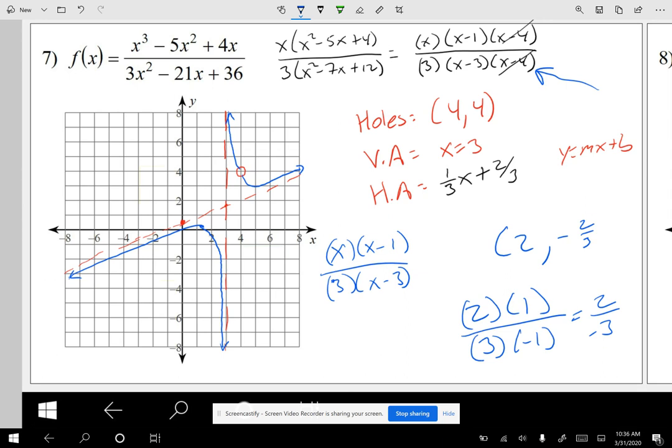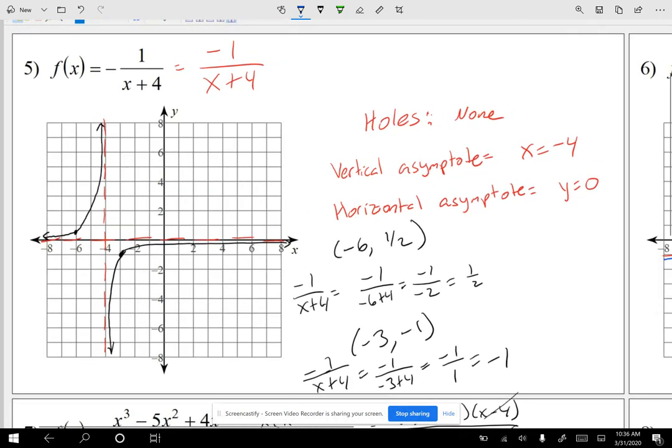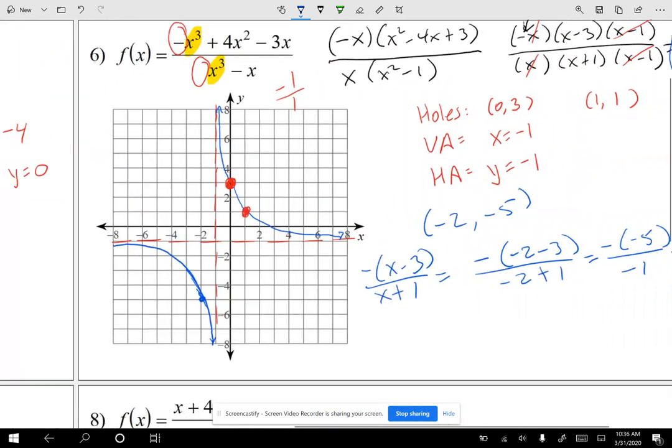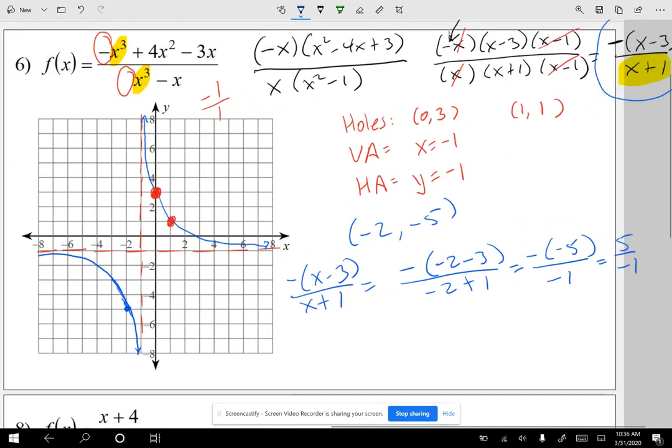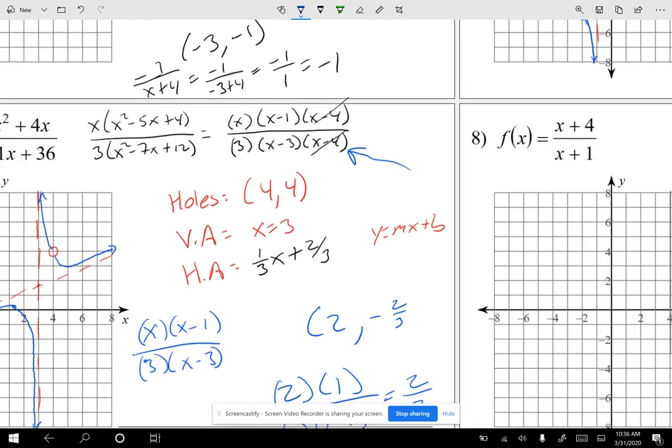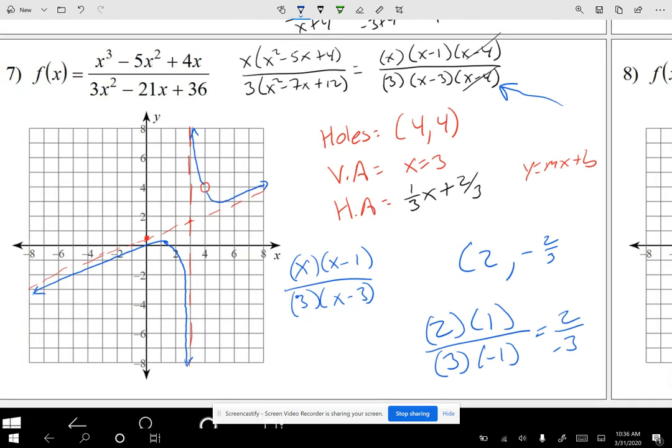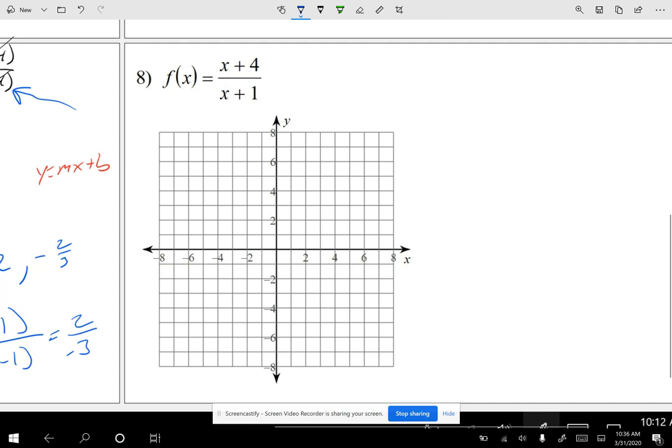Let me go over the horizontal asymptotes real quick. I'll do number 8 in a minute. But going back on number 6, the horizontal asymptote, the highest exponent was at the bottom, so y equals 0. When the highest exponents are top and bottom, we divide the leading coefficients. Now, when the highest exponent is on the top, we have to do long division. All right, let's take a look at number 8.